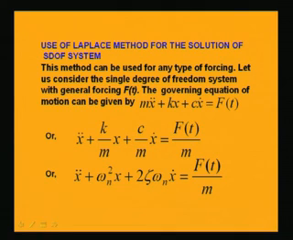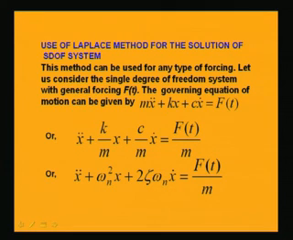For the single degree of freedom system, the governing equation, which you already know, can be written in this form: m x double dot plus c x dot plus k x equal to f(t). Or I can write this equation as x double dot plus c by m x dot plus k by m x equal to f(t) by m. This can be written in the form x double dot plus 2 zeta omega n x dot plus omega n square x equal to f(t) by m.